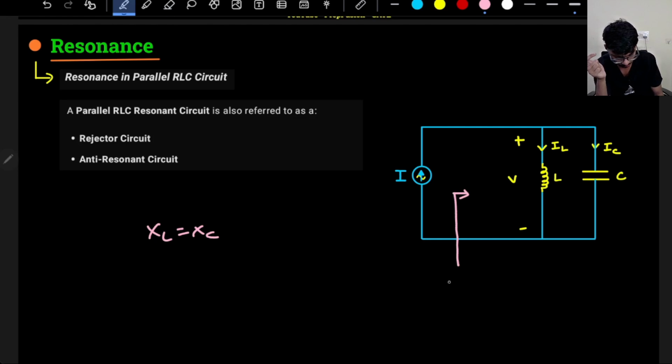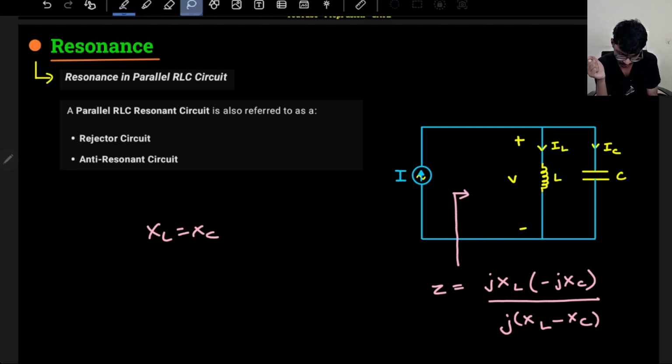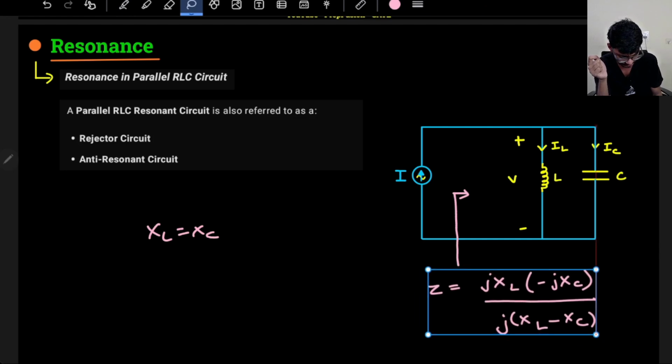What is the equivalent input impedance? The equivalent input impedance is Z equals j XL times minus j XC, divided by j(XL minus XC). Okay, so this is the equivalent impedance basically.